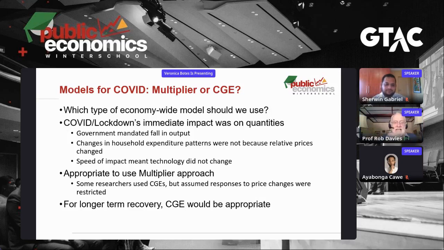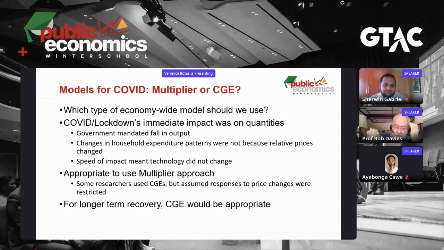The government mandated a fall in output, essentially. It's an induced recession in that sense, if you want to think of it that way. Households might have changed their patterns of consumption, but it wasn't because relative prices changed. It wasn't "this has got too expensive, so I'm going to buy less of it." It was simply that they couldn't get it.